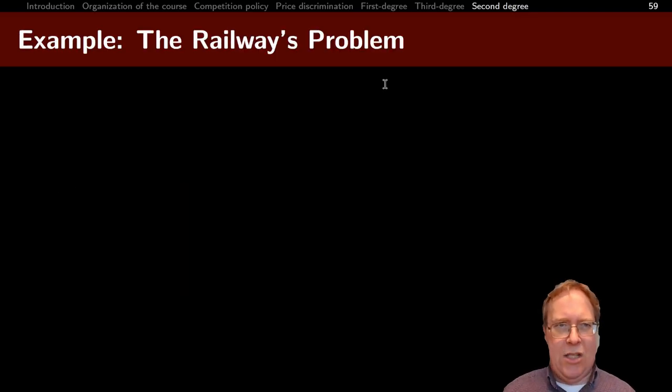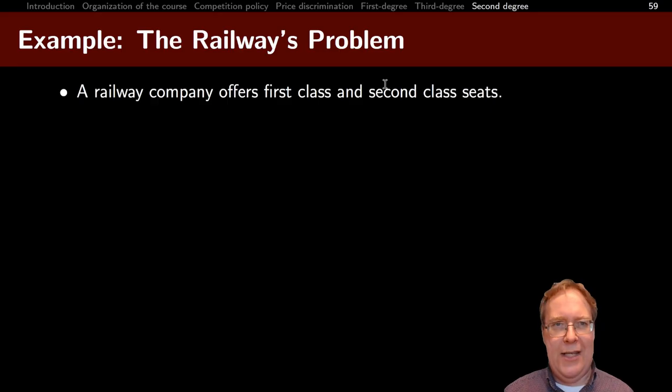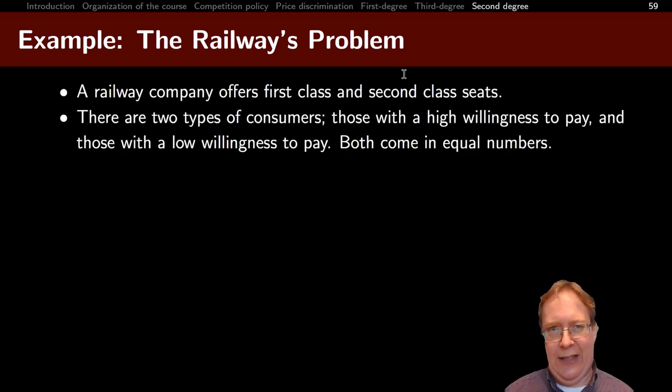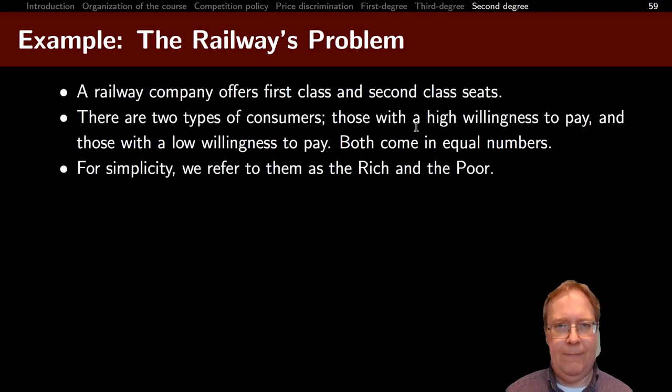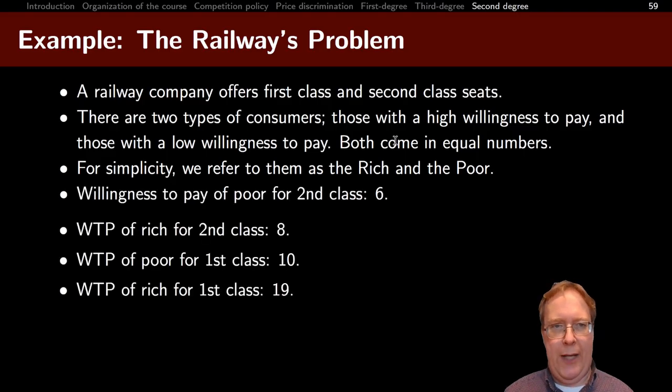So let's go to a classic example, which is a railway company. The monopoly wants to maximize profits, and it offers first class and second class seats. There are two types of consumers, those with a higher willingness to pay and those with a low willingness to pay. And we assume, for simplicity, that those groups are equally sized. To make matters simple, let me refer to them as the rich and the poor. So the rich have a higher willingness to pay, the poor a lower willingness to pay.